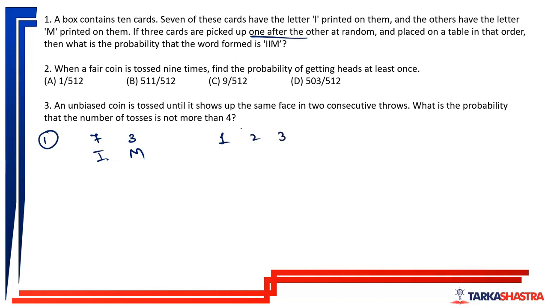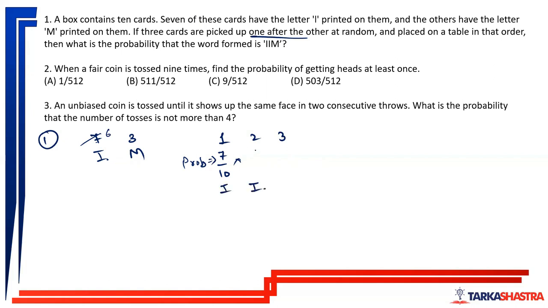Then what is the probability that the word formed is IIM? So the first letter should be I, so the probability will be 7 by 10. Yes or no? Out of 10 cards, 7 cards are I. Then now only 6 cards of I are there. Now the second card should also be I.